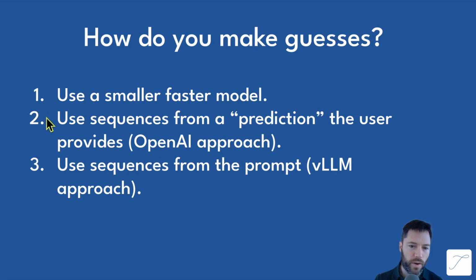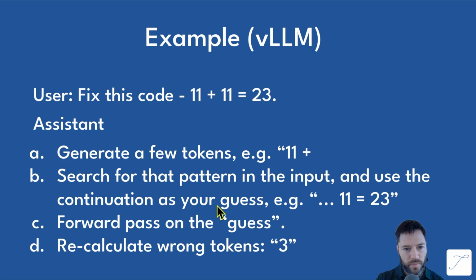So before I show you how OpenAI's API works and also how to run vLLM, let me just show a very simple example of how you use the prompt to generate good guesses. So here's a question: fix this code. 11 plus 11 equals 23.